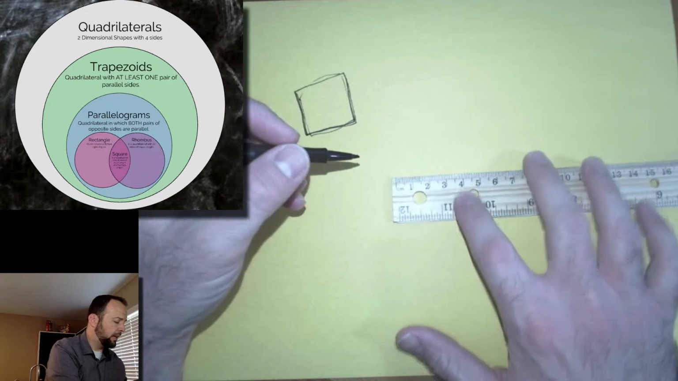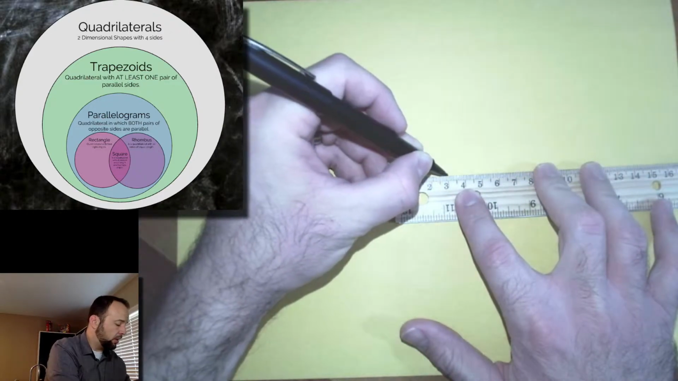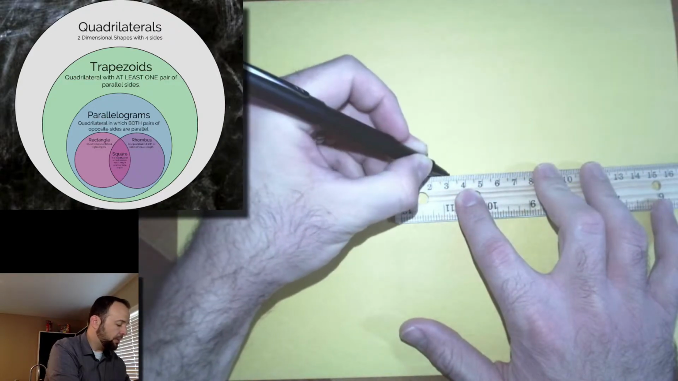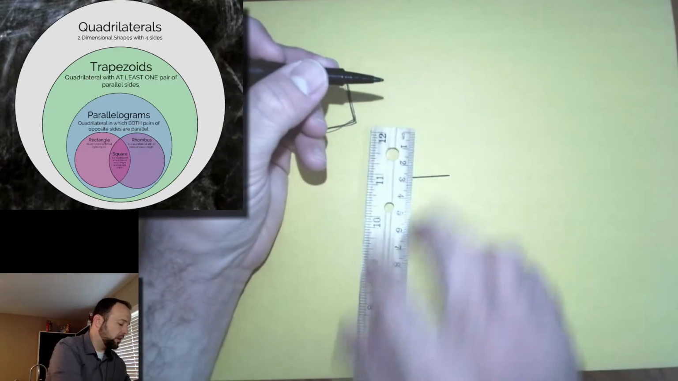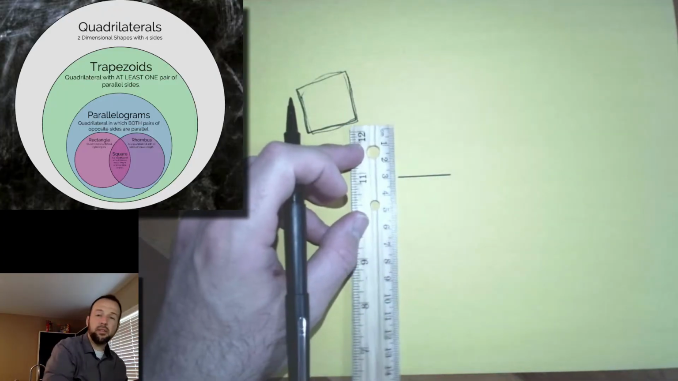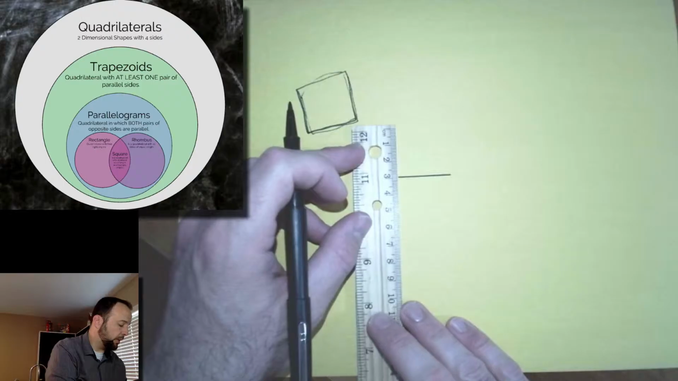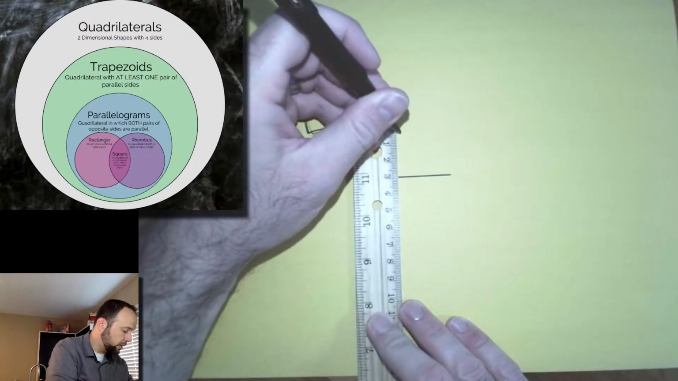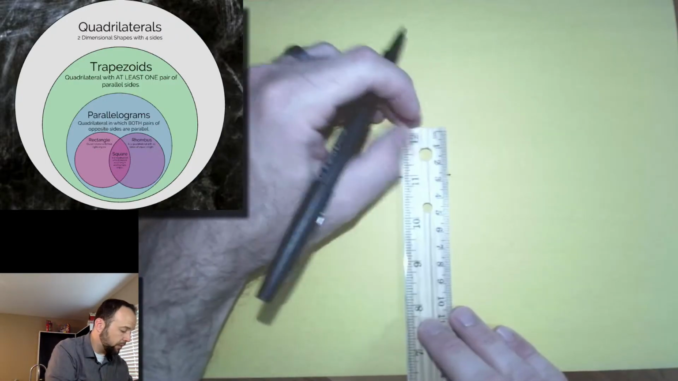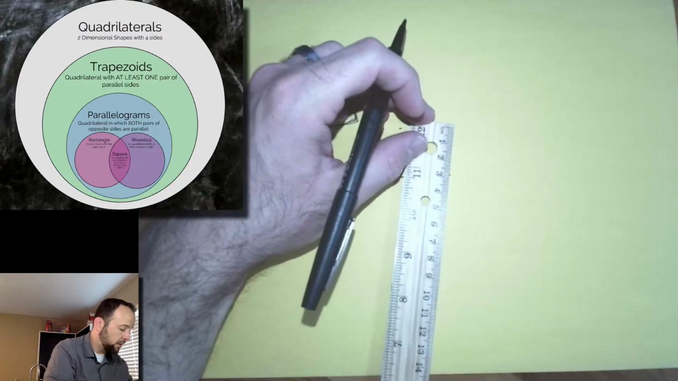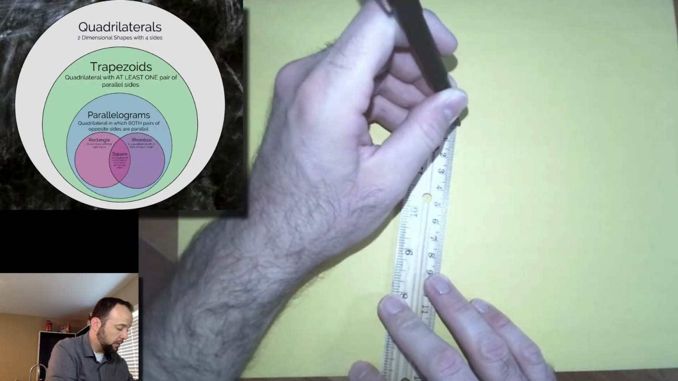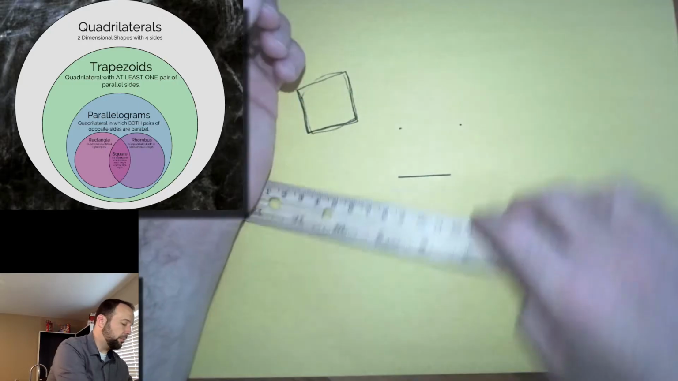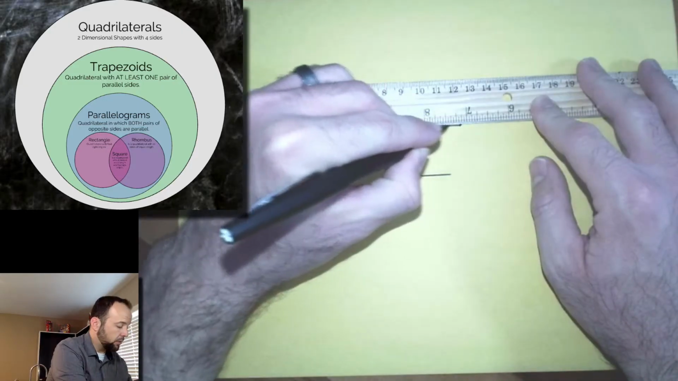So I could come here and I could draw, let's see, I'm going to go with 3 centimeters here. And then I can measure up, because all my sides need to be the same length, right? So I can measure up 3 centimeters here. And I can measure up 3 centimeters just to make sure I have a parallel line. Kind of draw that across here.